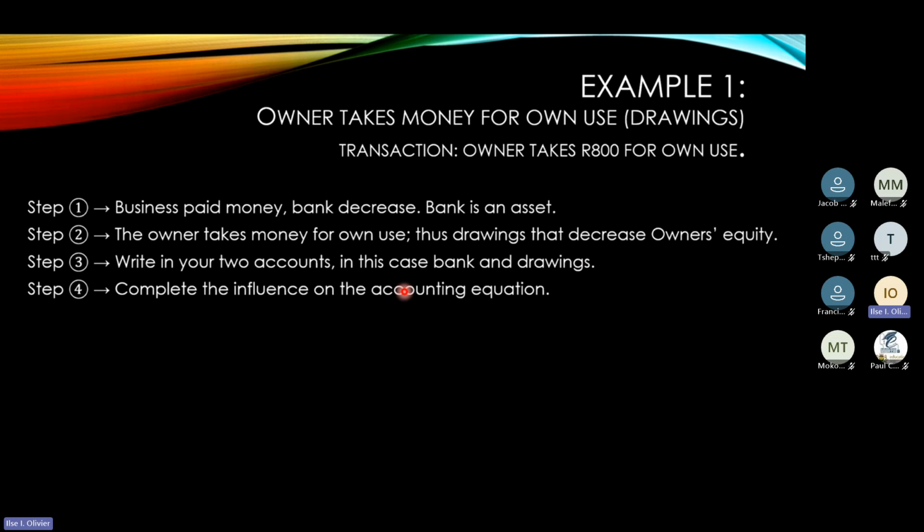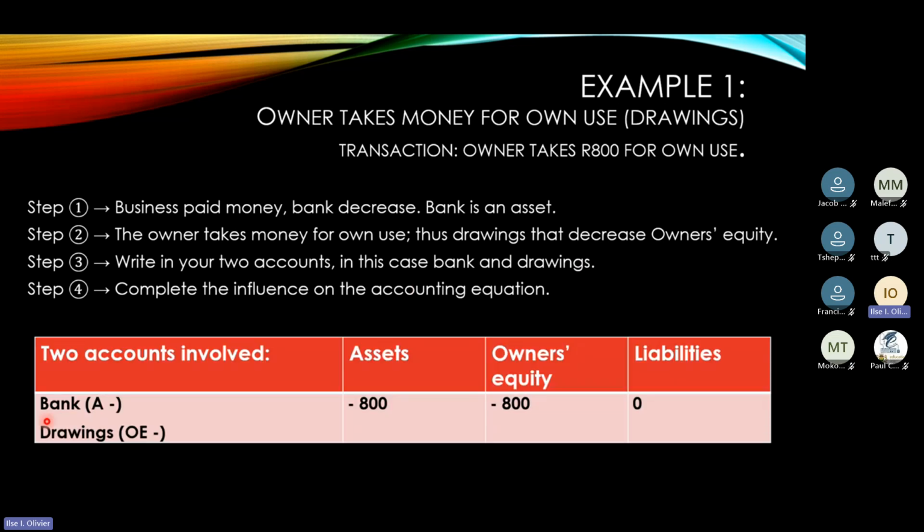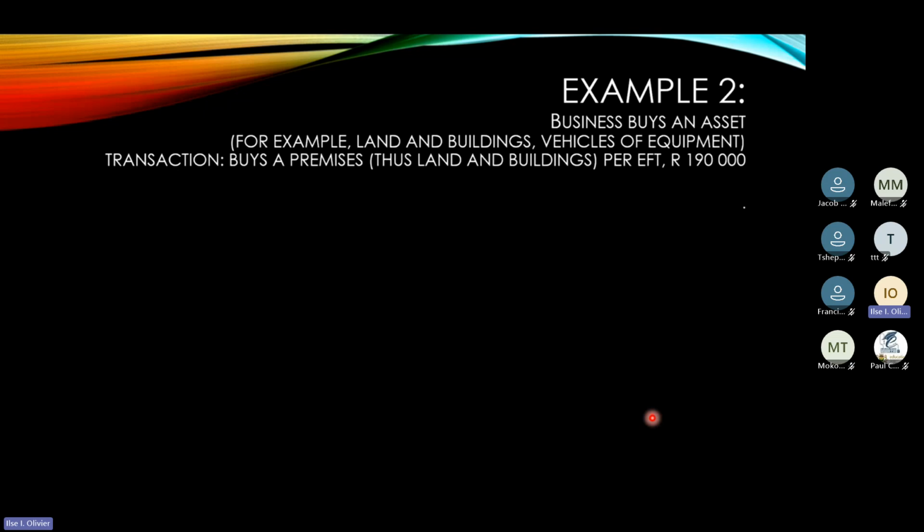And now we complete our accounting equation. So how will our accounting equation look? We wrote down bank, asset that decreases, drawings, owner's equity that decreases, and then it's easy. You can show that assets decrease, owner's equity decreases, and your liabilities is 0.